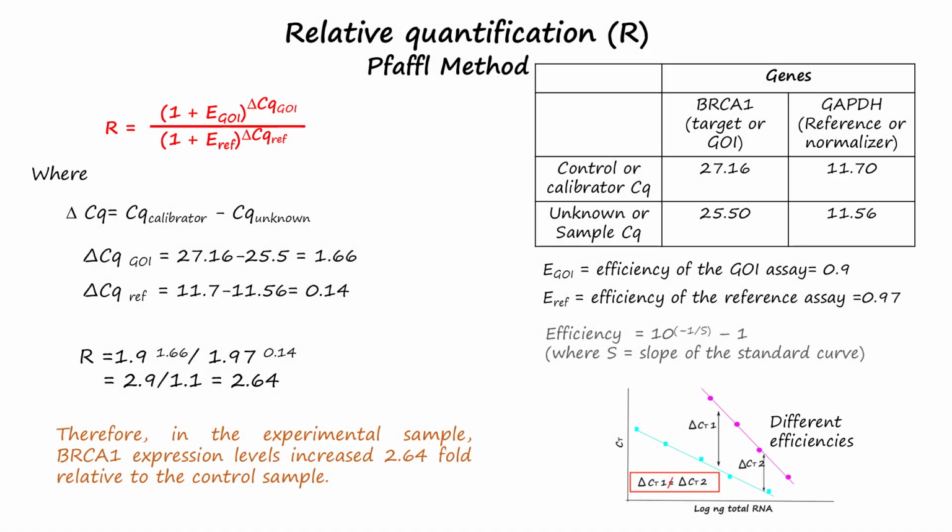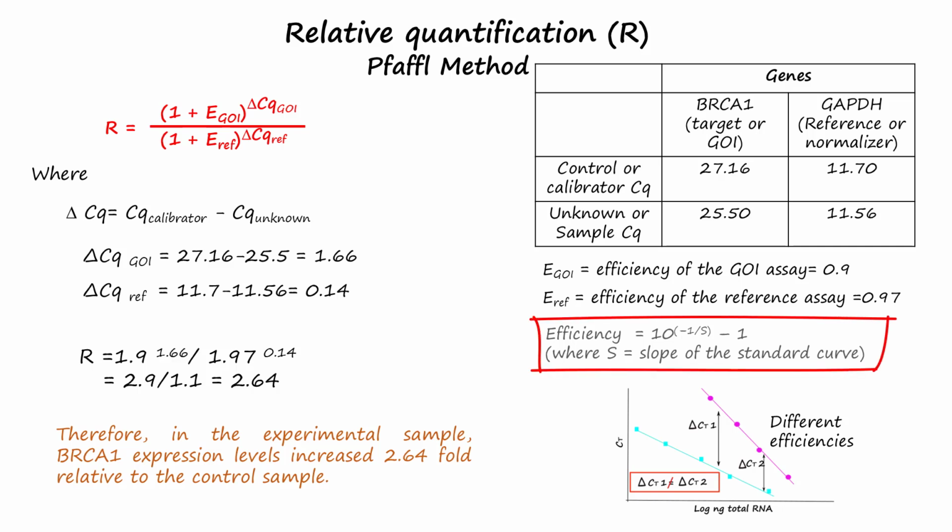For example, if there are differences in PCR efficiencies between the gene of interest and the reference gene, PCR efficiencies of the gene of interest and the reference gene have to be taken into account when calculating the relative expression ratio R of the target or gene of interest to the reference gene. Thus, R is equal to 1 plus the efficiency of the gene of interest to the power of delta CQ of the gene of interest, all divided by 1 plus efficiency of reference gene to the power of delta CQ of the reference gene.